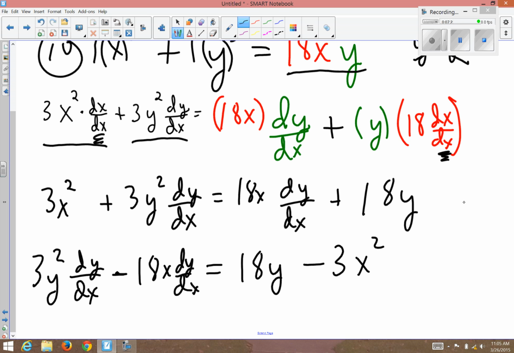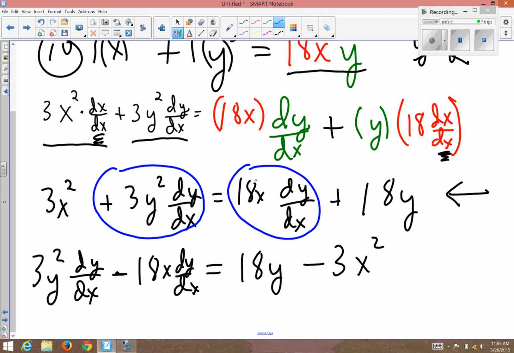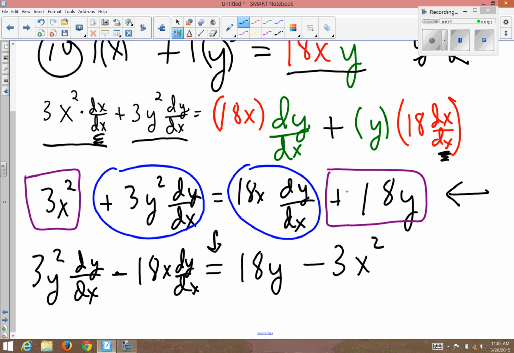So there's 4 terms in this line. There's still 4 terms here, but every term that has dy dx, this one and this one, those are all the terms that have dy dx. They're on the left side of the equal sign. All the terms that do not have dy dx, this one and this one, all of those terms do not have dy dx. They're all on the right side of the equal sign.